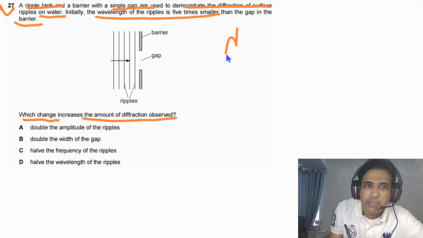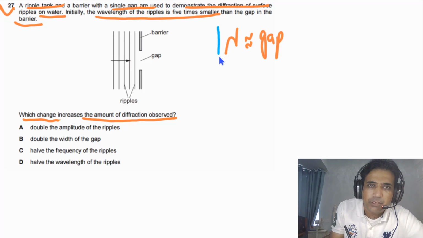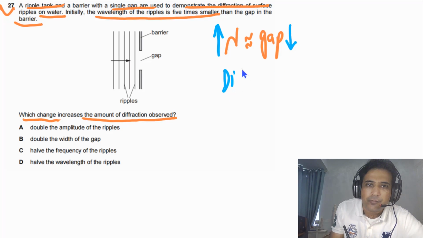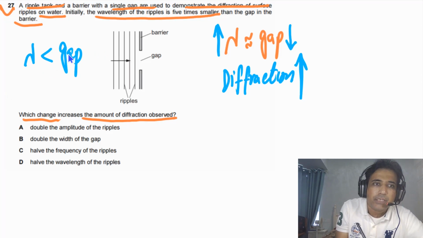So we need to understand that significant diffraction is observed when lambda is about equal to the gap size. And if we want to increase the diffraction, we have two options. We can increase the lambda or we can make the gap smaller. In this case, the amount of diffraction will increase. Here it is given that lambda is smaller than the gap. So if we want to increase diffraction, we have to increase lambda or decrease the gap.